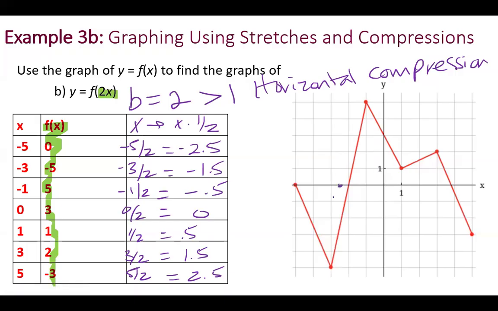All right. Now we're going to keep going. We then have -3. The y is not changing, just the -3. And -3 now has to be at -1.5. Do we see that? Okay. Now we're going to go up here, -1. The y is not changing, but half of -1 is -0.5. So it shifted over.